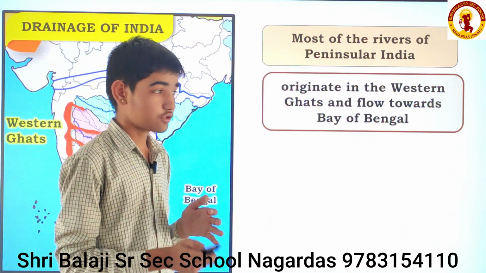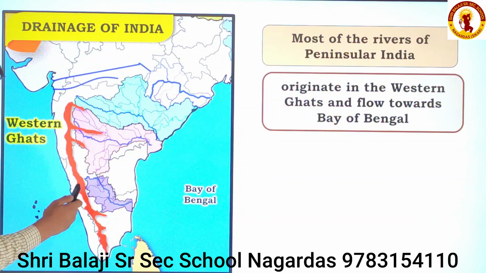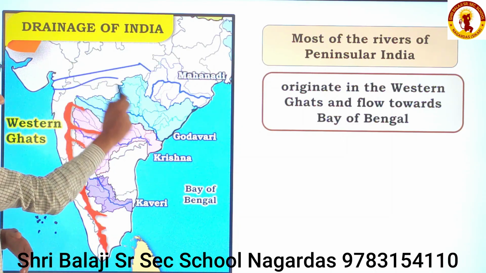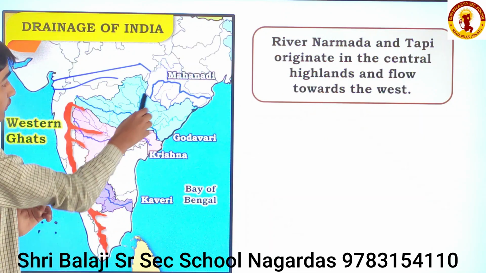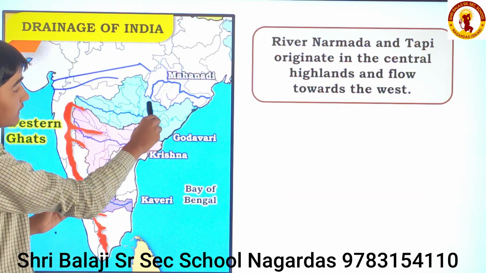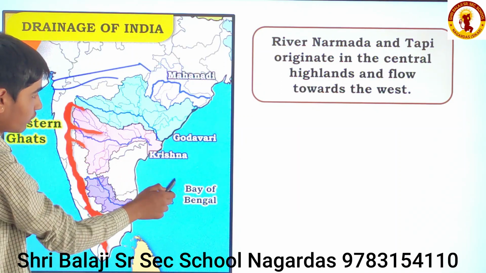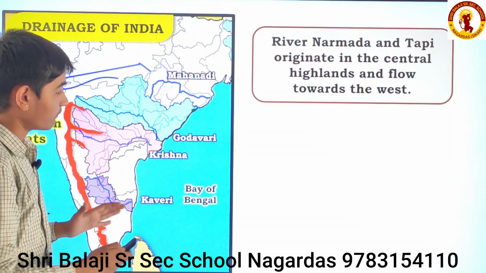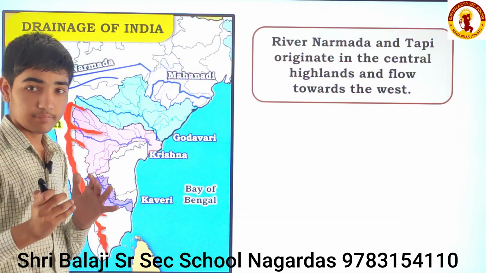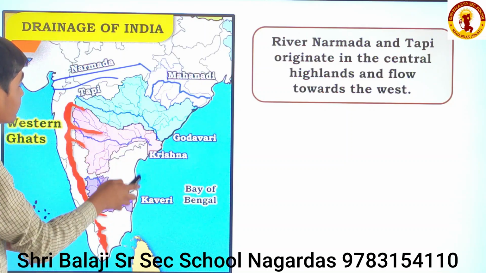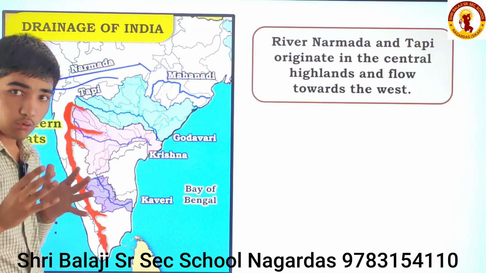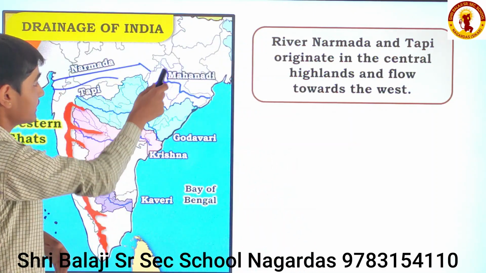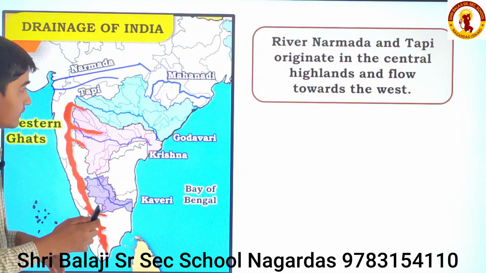Most of the peninsular rivers originate in the Western Ghats. This is the Western Ghats. The rivers Mahanadi, Godavari, Krishna and Kaveri flow into the Bay of Bengal. For example, the Mahanadi river originates in Madhya Pradesh and mixes into the Bay of Bengal. But there are only two rivers, Narmada and Tapi, which mix into the Arabian Sea. There are only two rivers in India which mix into the Arabian Sea, that are Narmada and Tapi. This is the Eastern Ghats area, this is the Western Ghats area.